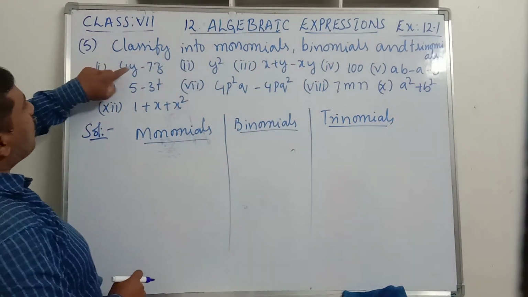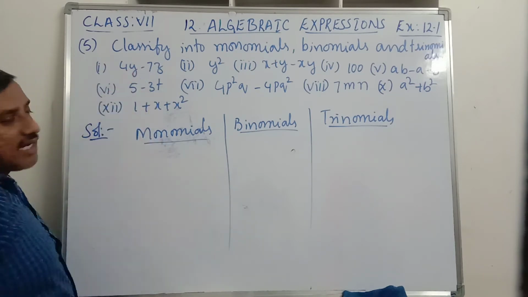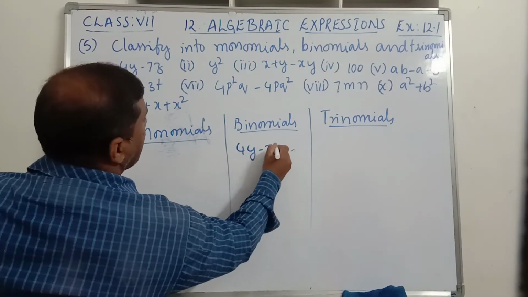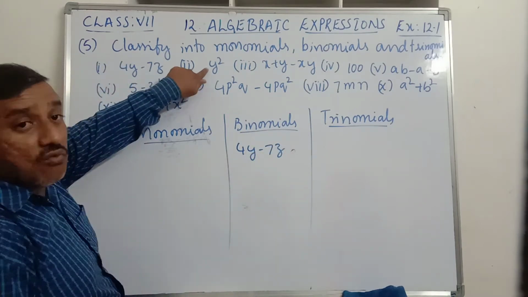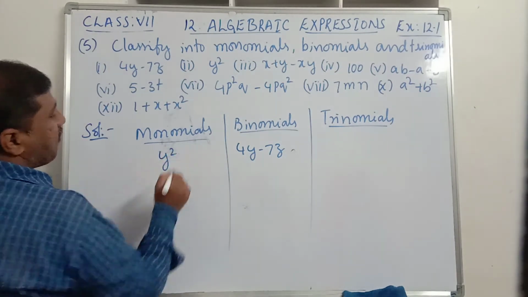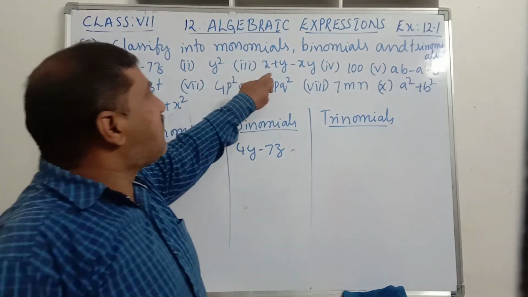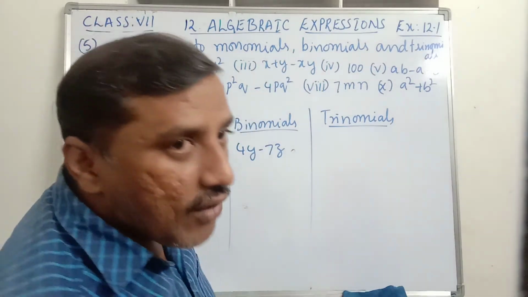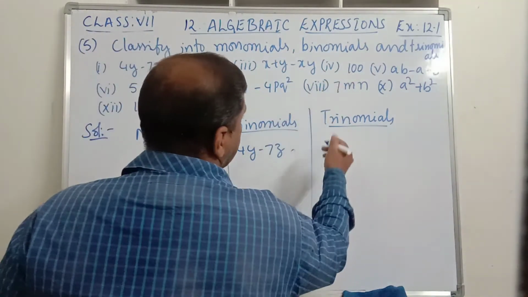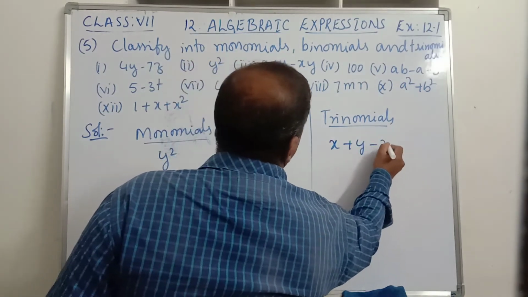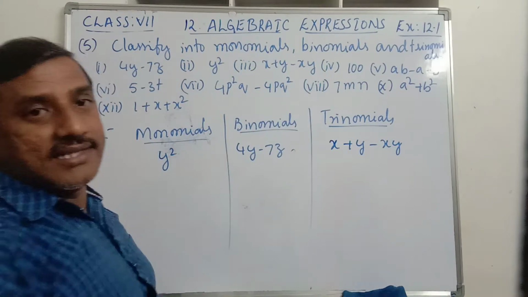First one, 4y minus 7z. How many terms are there? 2 terms. Therefore it is a binomial. 4y minus 7z. Second question, y square. Only one term is there. Therefore it is a monomial. Then third one, x plus y minus xy. 3 terms are there. Therefore it is a trinomial. X plus y minus xy is a trinomial.